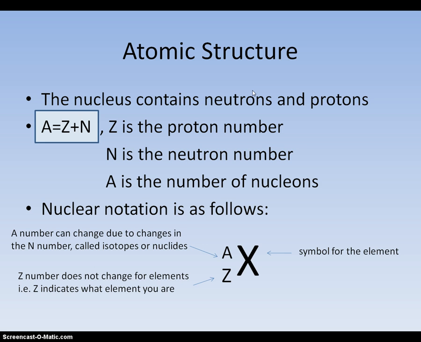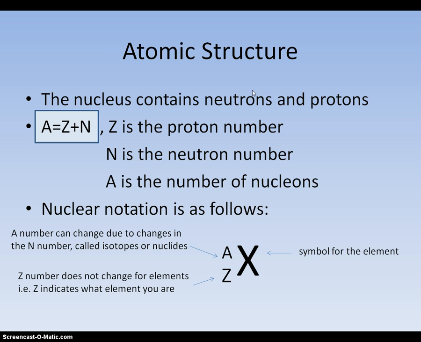We've already talked about the electron arrangement, and we've calculated the energy of electrons. But now we're going to look at the nucleus specifically. So the nucleus contains the neutrons and the protons of an atom. We say that the proton number, or the atomic number, is the Z number. The neutron number is the N number. And if we add those two values together, we get the A number, which is the number of nucleons.